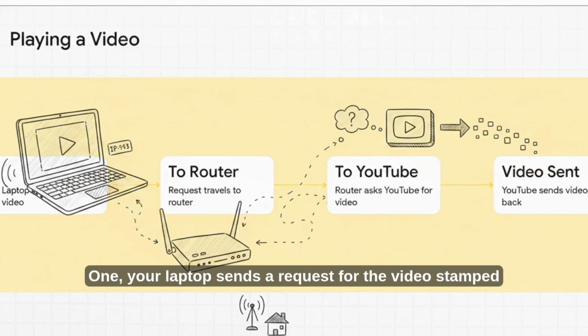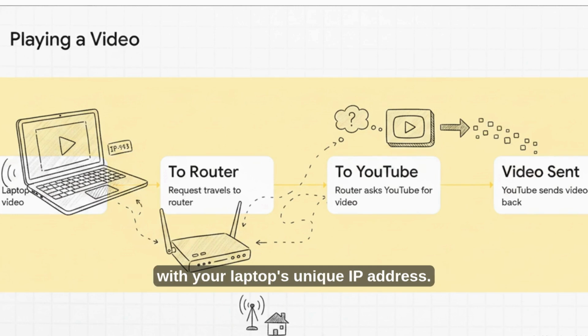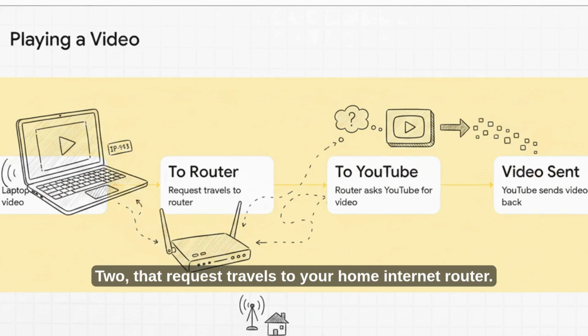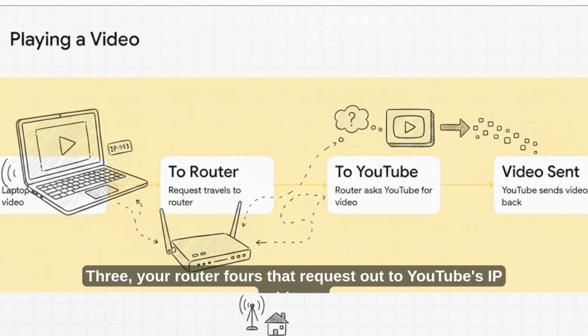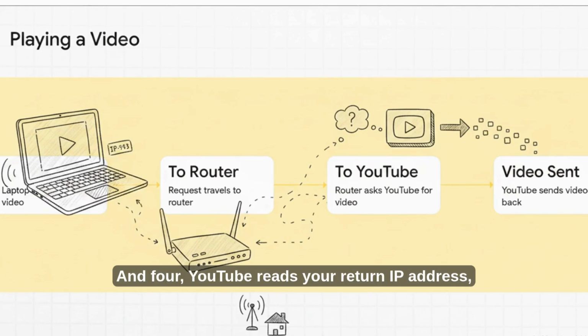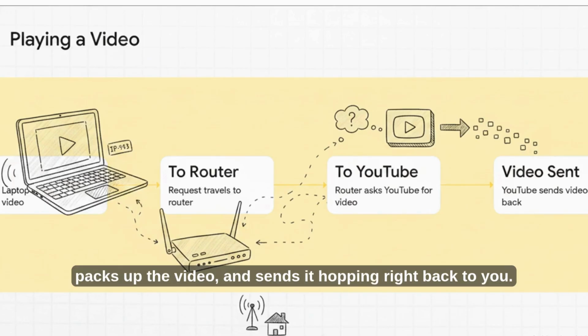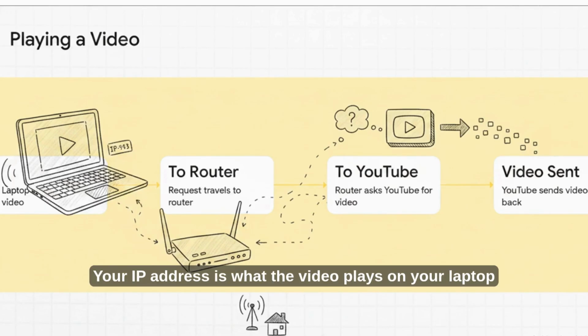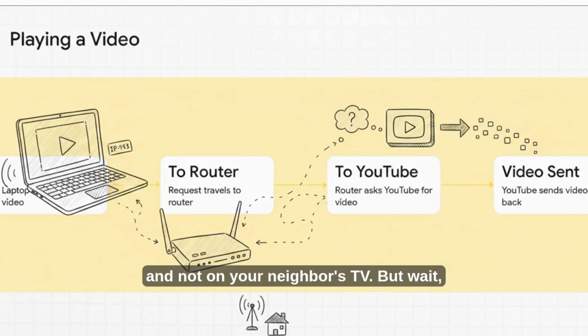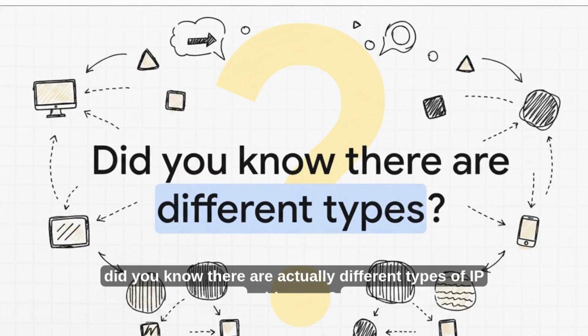1. Your laptop sends a request for the video stamped with your laptop's unique IP address. 2. That request travels to your home internet router. 3. Your router forwards that request out to YouTube's IP address. And 4. YouTube reads your return IP address, packs up the video, and sends it hopping right back to you. Your IP address is what ensures the video plays on your laptop and not on your neighbor's TV. But wait, did you know there are actually different types of IP addresses?